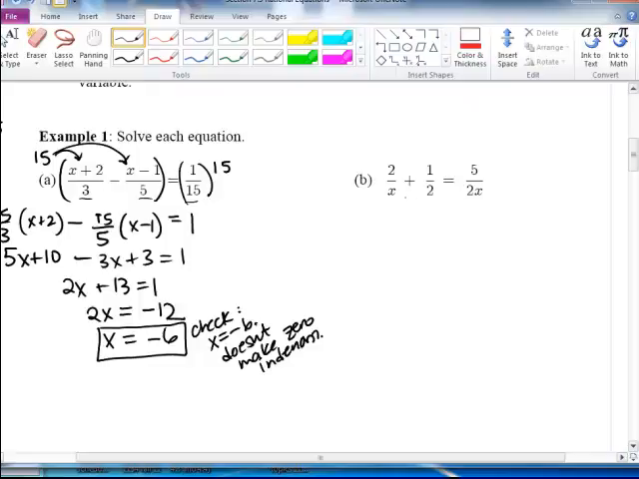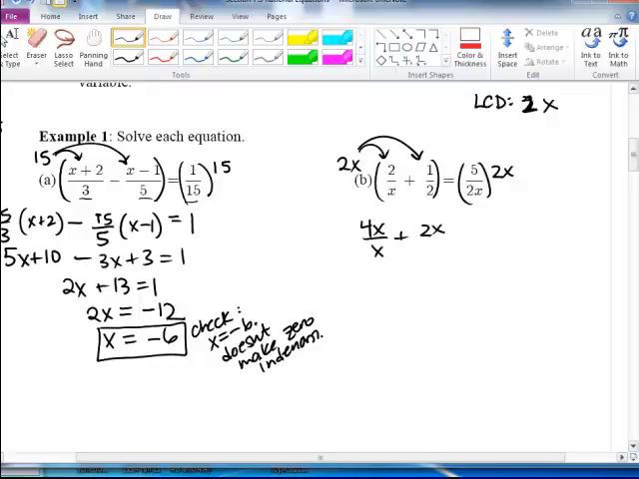Here, our denominators are x, 2, and 2 times x. So the least common denominator would need an x in it and a 2 in it, so just 2x. So multiply by 2x on the left and the right. Again, on the left we need to distribute. So we'll have 4x over x plus 2x over 2, and on the right the 2x's cancel each other out to make 1, so we'll just have 5. There we can cancel the x's, and here we can cancel the 2's, so 4 plus x equals 5.